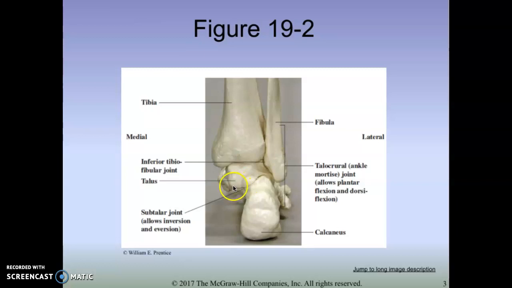Then below the talus, where the talus and the calcaneus come together, is called the subtalar joint, and that's where inversion and eversion occur. So when the foot rolls in, it's occurring at this calcaneus and talus joint, the subtalar joint.